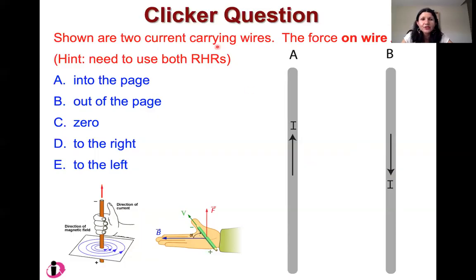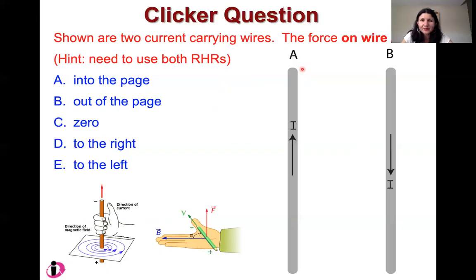So shown here are two current carrying wires, and what you're trying to figure out is, is there a force on this wire A? So there's nothing else in space out there, just these two wires. Does wire A feel a force? Maybe it doesn't, maybe it does. So think about why you would need to use both right-hand rules.